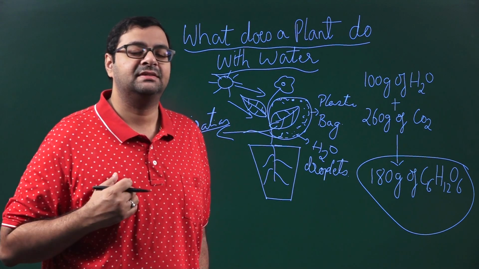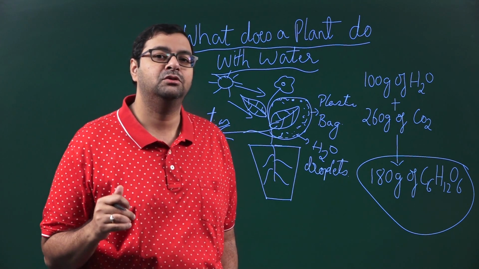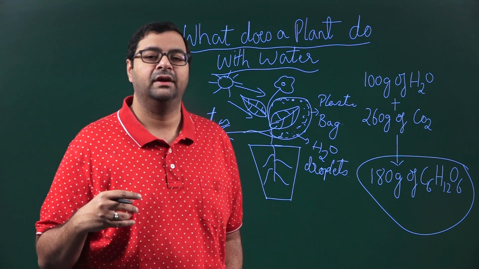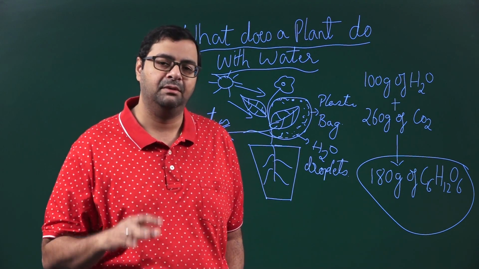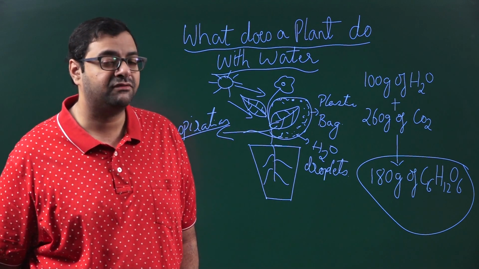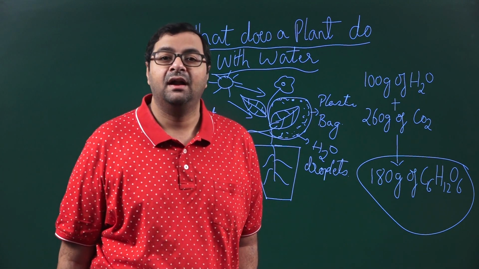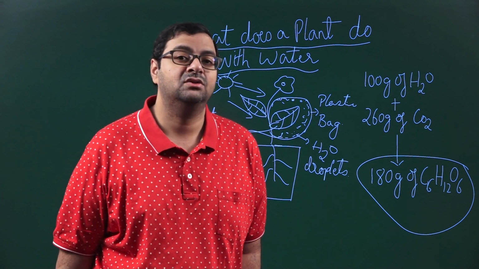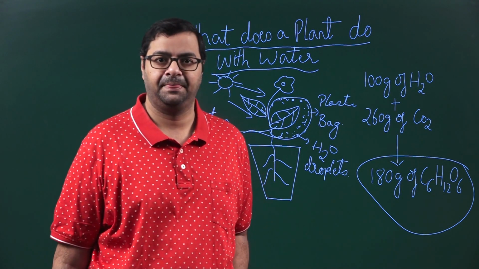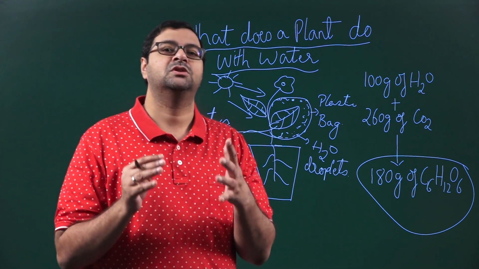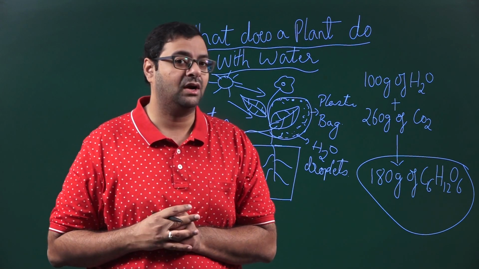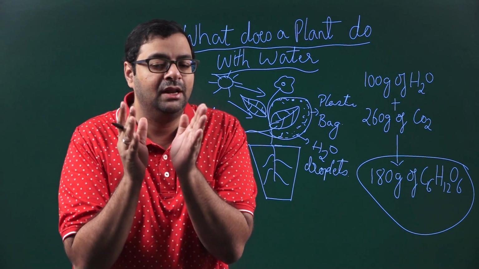So, for example, if we are putting 1000 liters of water onto a big plant, out of that only 100 liters are utilized. That is, only 10% of it is utilized. Some books will say 10%, some books will say 1% also. What are they trying to tell you here?